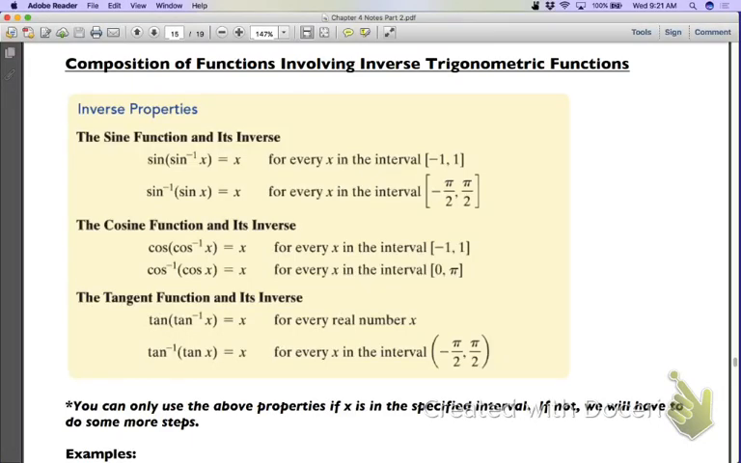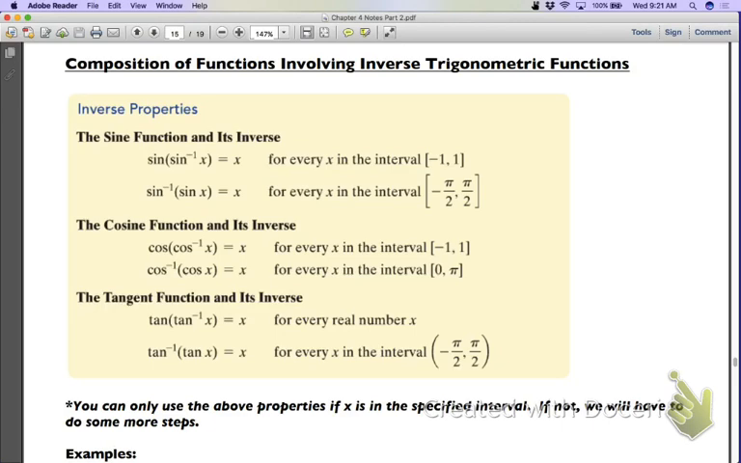All right, second part of 4.7 deals with composition of functions involving inverse trigonometric functions. It's a lot of functions in there in one statement. So you basically are going to have two parts. Okay? The first part is whenever you have sine function and its inverse, and the inverse properties.